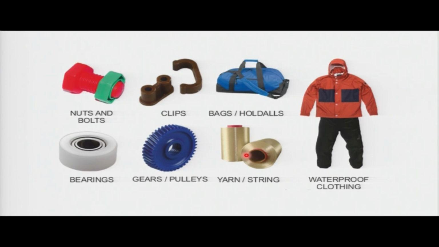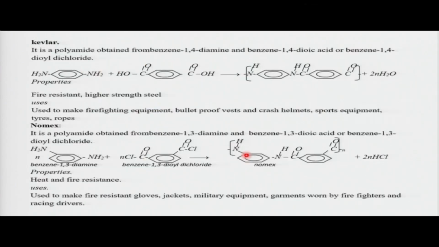Then again, let's continue, and we talk about Kevlar. We talked about Kevlar last time, and we said Kevlar is a polyamide, or we can call it a condensation polymer, which comes from benzene 1,4-diamine and benzene 1,4-dioic acid, which are actually illustrated here on our slides. So we have a polymer, and this polymer, we call it what?